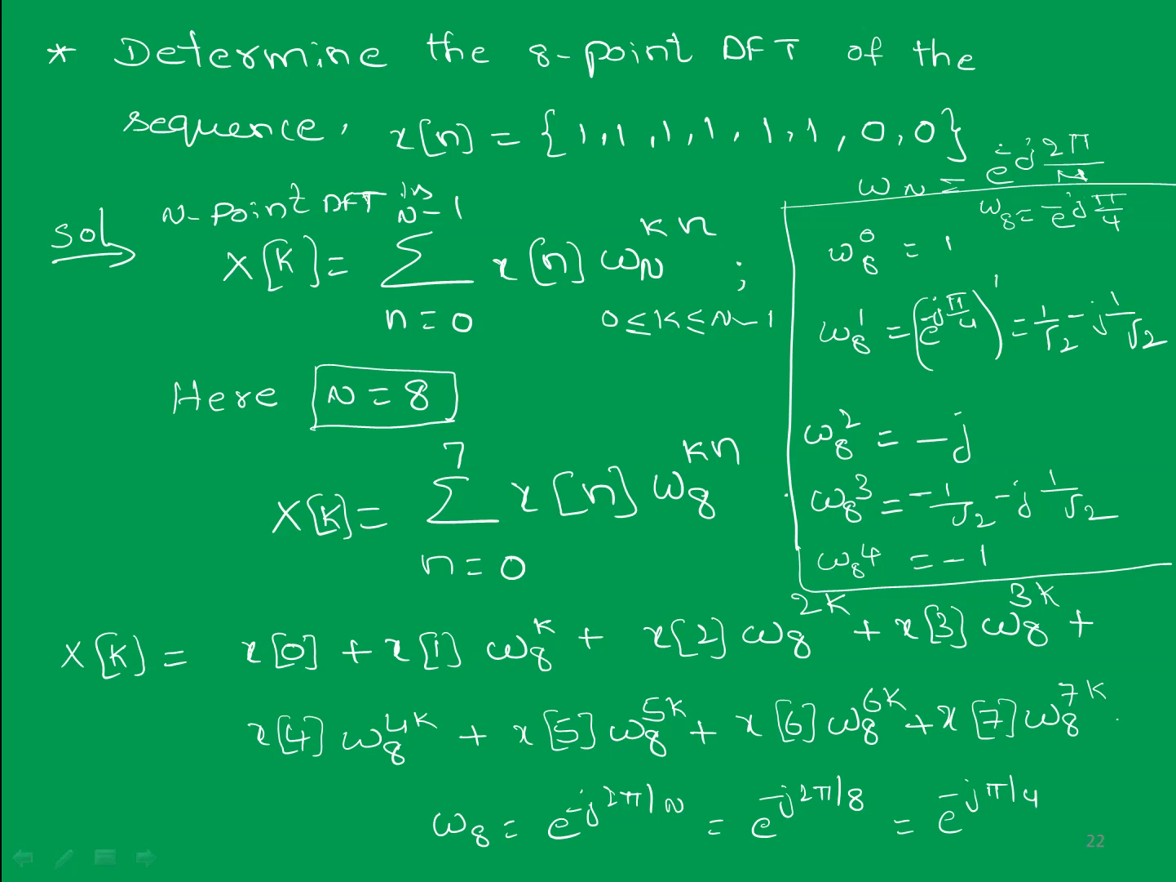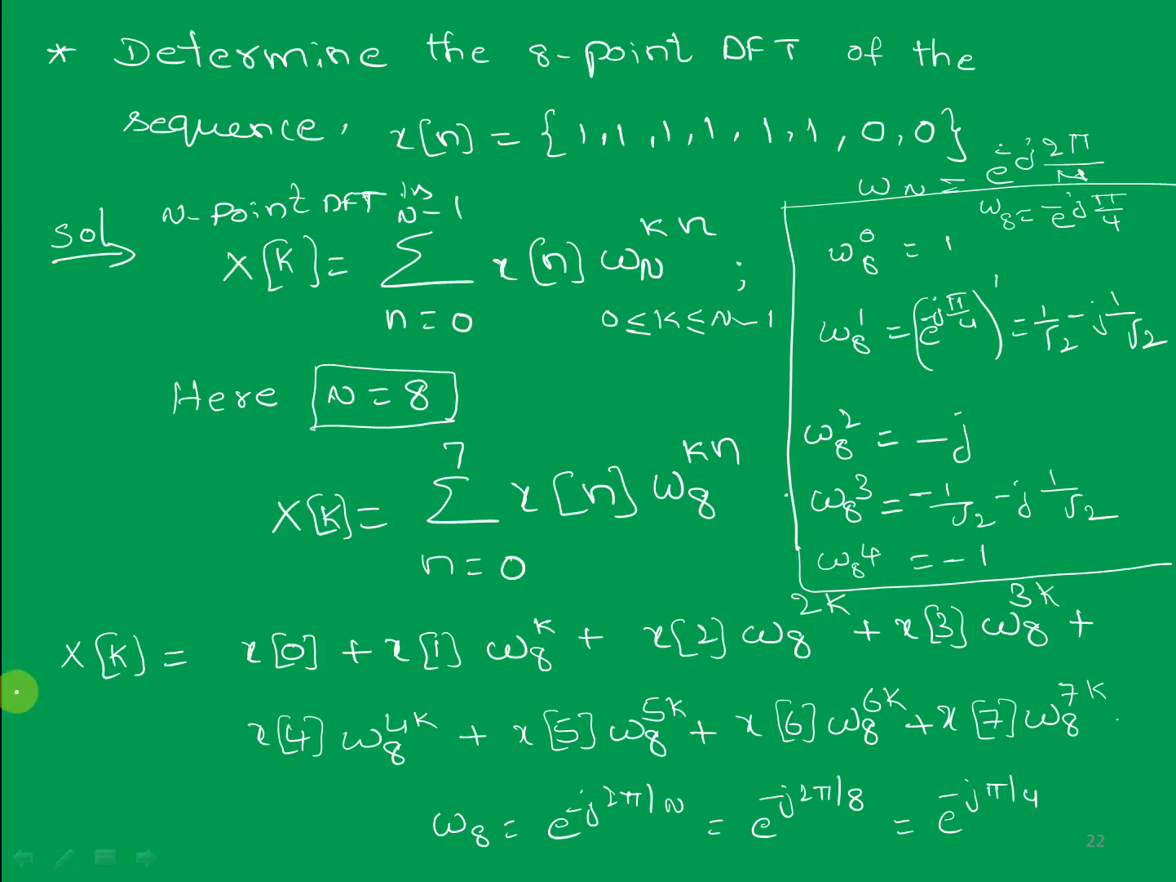Now just focus. W_8 power 0 is anything power 0, which is 1. W_8 power 1 means e power minus j pi by 4, whole power 1, that is cos pi by 4 minus j sin pi by 4, which is 1 by root 2 minus j 1 by root 2. W_8 square is minus j, e power minus j pi by 2. W_8 power 3 is e power minus j 3 pi by 4. W_8 power 4 means e power minus j pi. First write all the values; these twiddle factor values are enough to complete the problem here.